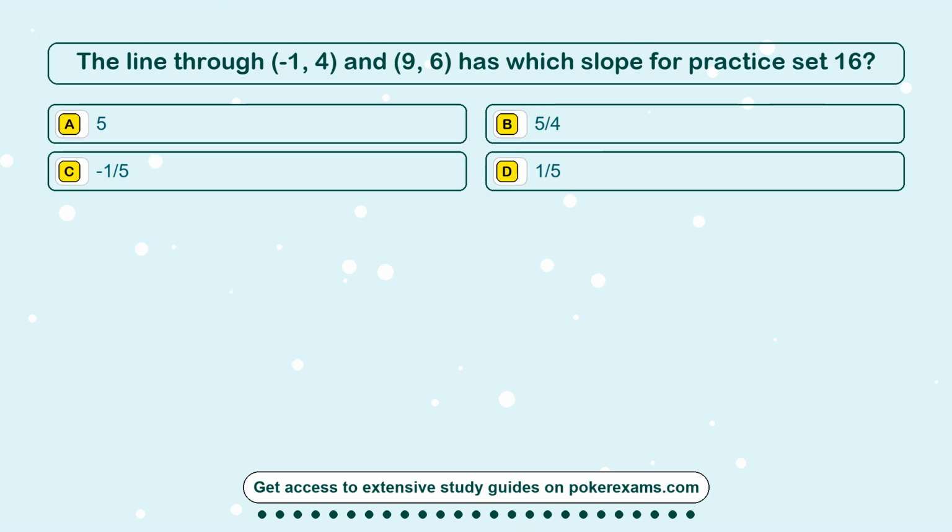Question 13. The line through -1, 4, and 9, 6 has which slope for practice set 16? Option A 5. Option B 5/4. Option C -1/5. Option D 1/5.